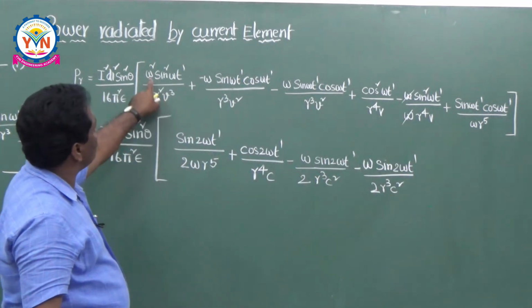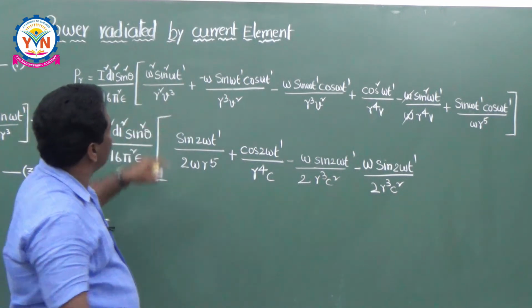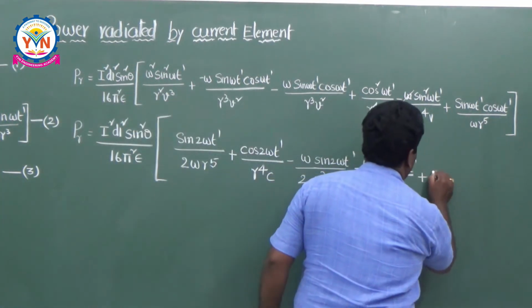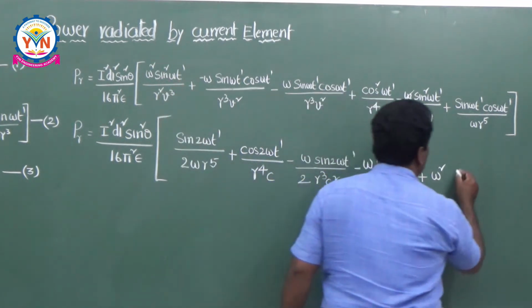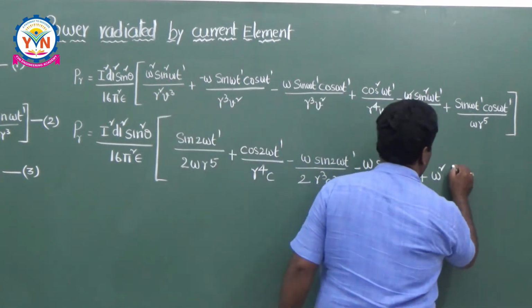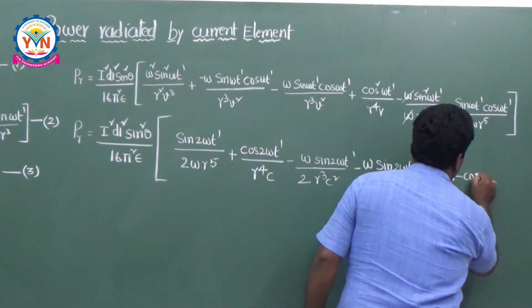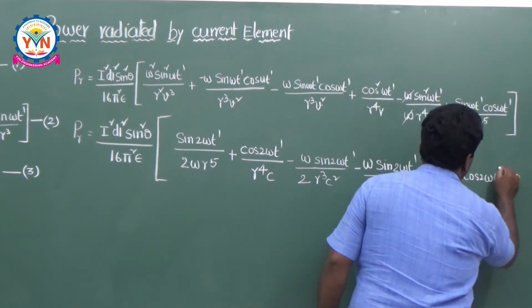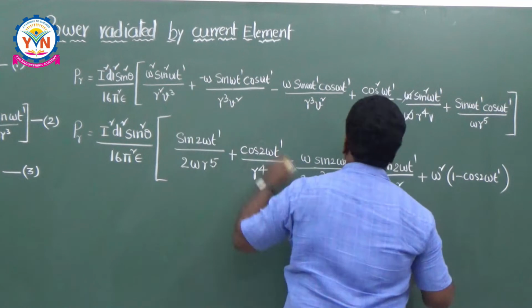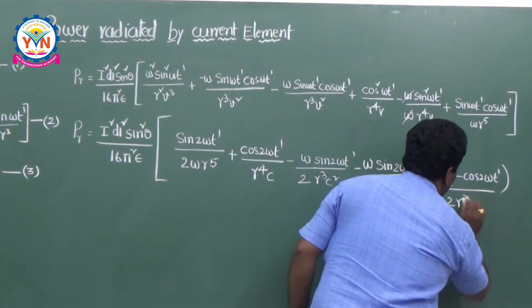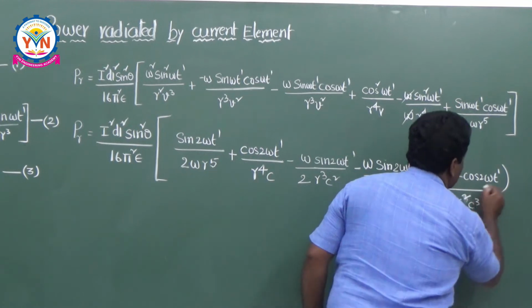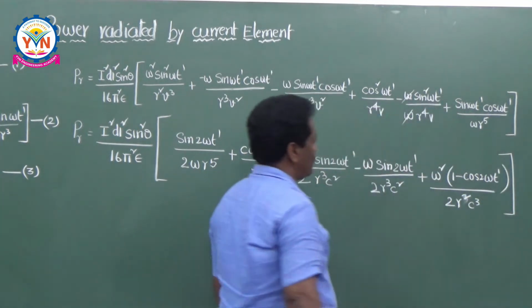And one more expression here, it is omega square plus omega square. And what is sin square omega t? I can say 1 minus cos 2 omega t dash divided by 2, so 2r square into c cube. This is the expression you got here.